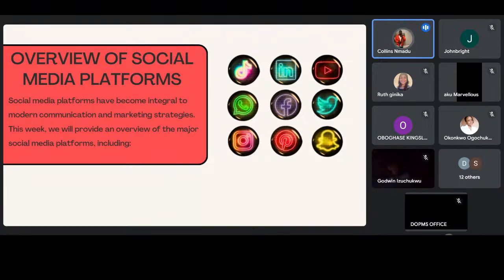Then we have TikTok, LinkedIn, YouTube, Twitter, WhatsApp, Pinterest, Skype, and come on, name them. Ever since the invention of Facebook by Mark Zuckerberg, a lot of online platforms sprang up, and just like I said, the social media platforms sprang up because people were looking for better ways to get connected with other people far off from where they are.